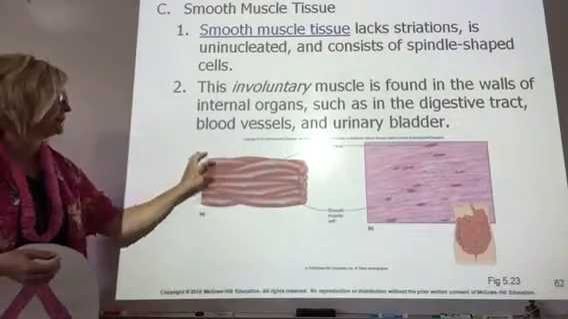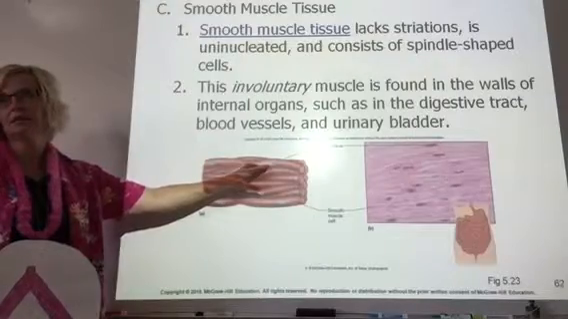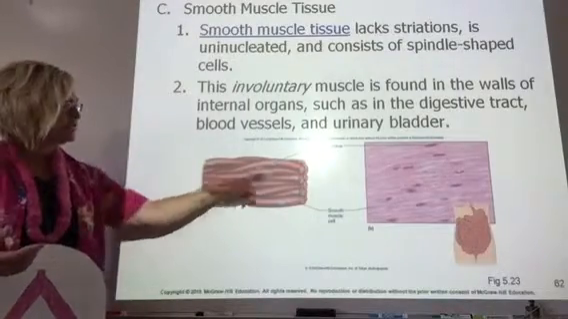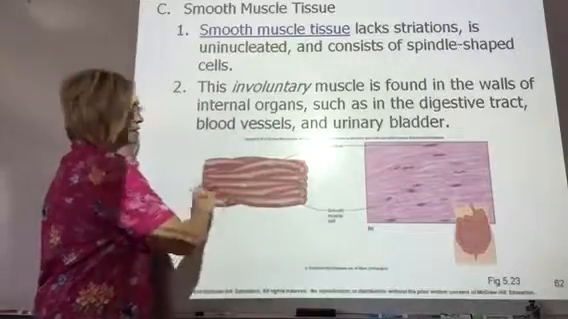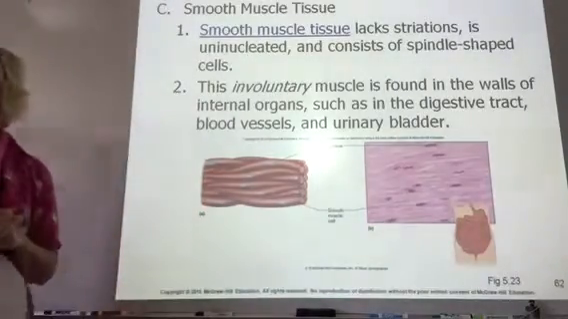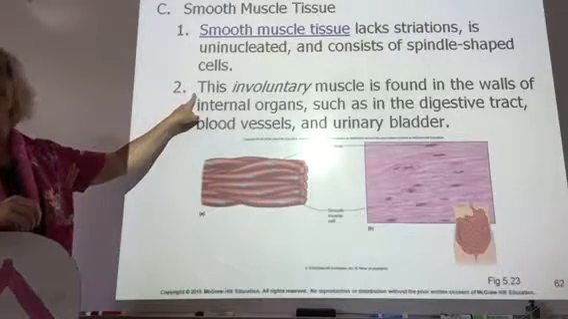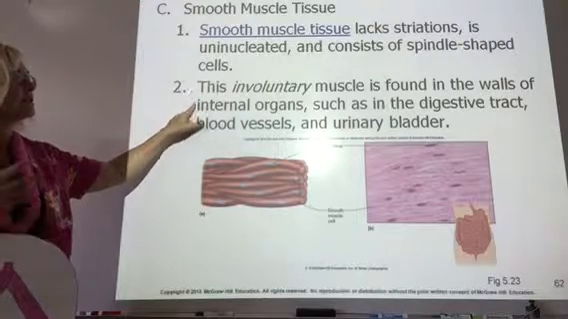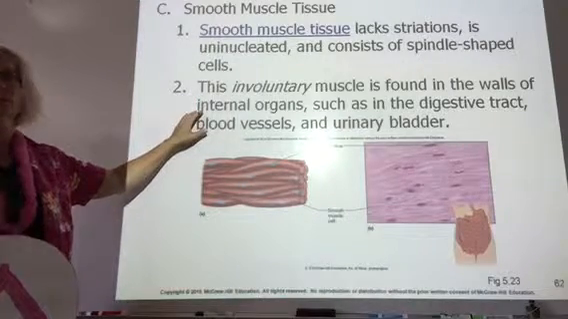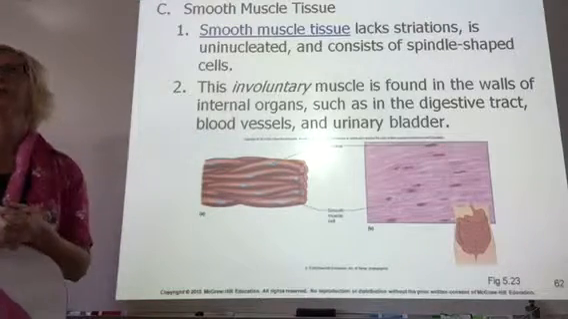Here again, it's going to have spindle-shaped, long cylinder cells or fibers, and they kind of wrap together instead of running straight across like your skeletal muscle did. This type of muscle is involuntary. You don't control it. It's found in the walls of internal organs: your stomach, intestines, blood vessels, bladder.